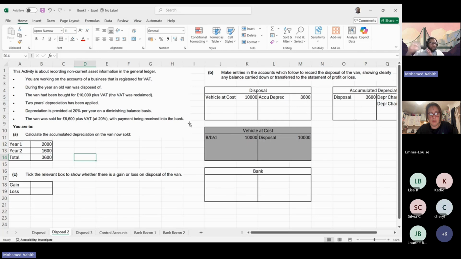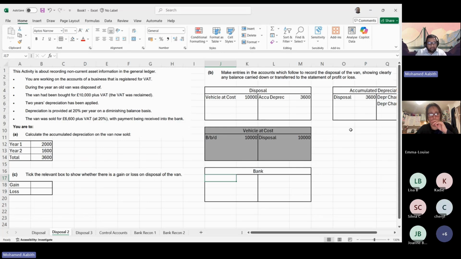So let's not worry about the VAT here. We have really been paid altogether 6,600 plus the VAT. How much is that altogether? 6,600 times 1.2. It will be 7,920. If they ask you for the payment received into the bank, we really received 7,920 pounds. But for this purpose, because they didn't ask you to do a VAT account, I'm just going to ignore that fact and I'm going to write it here.